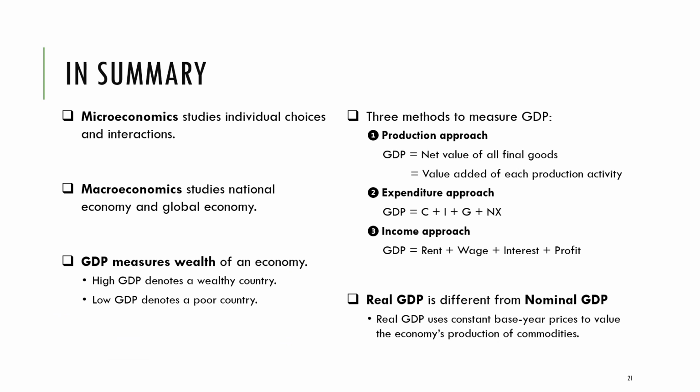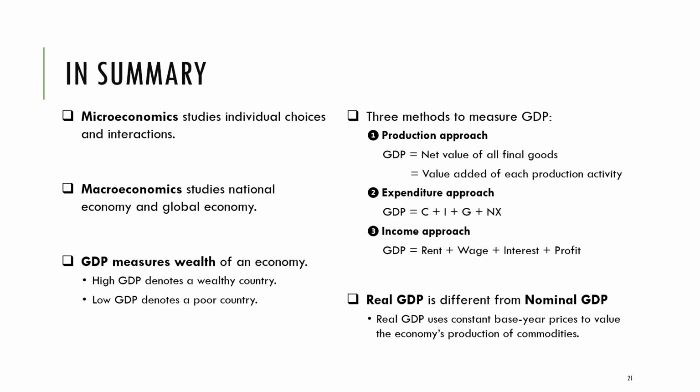In this chapter, we have learned the difference between microeconomics and macroeconomics. One of the major studies in macroeconomics is national income. One of the measurements to calculate national income is GDP. The higher the GDP, the more wealthy the country is. There are three methods to calculate GDP, namely production approach, expenditure approach, and income approach.